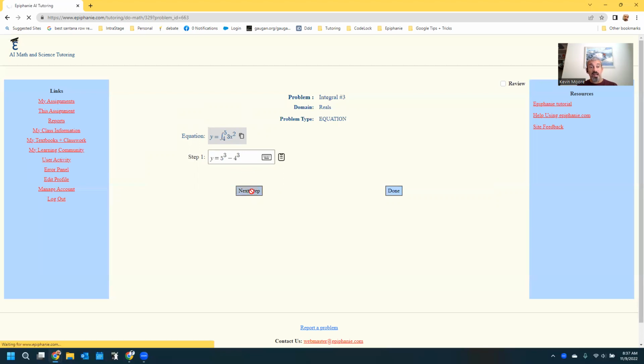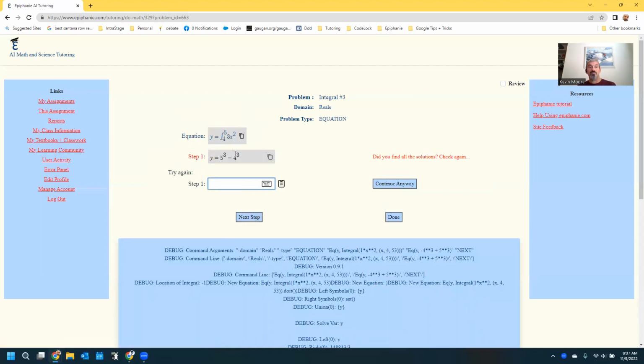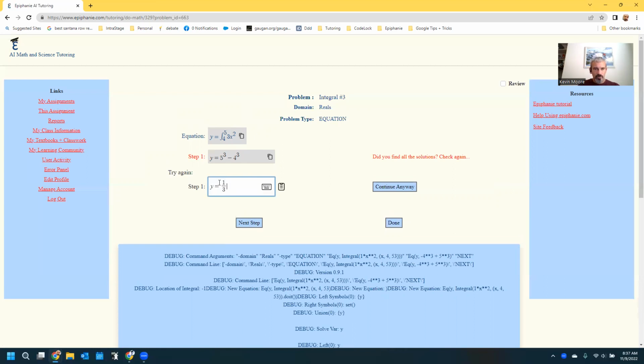And this is going to not work. The reason is my system, because the dx wasn't there, got confused about what the boundaries were between the integral and the limits and the function. It thinks that you're integrating x squared from 53 to 4. So if I put in y equals 1/3 of 53 cubed minus 4 cubed, this will give me the right answer.